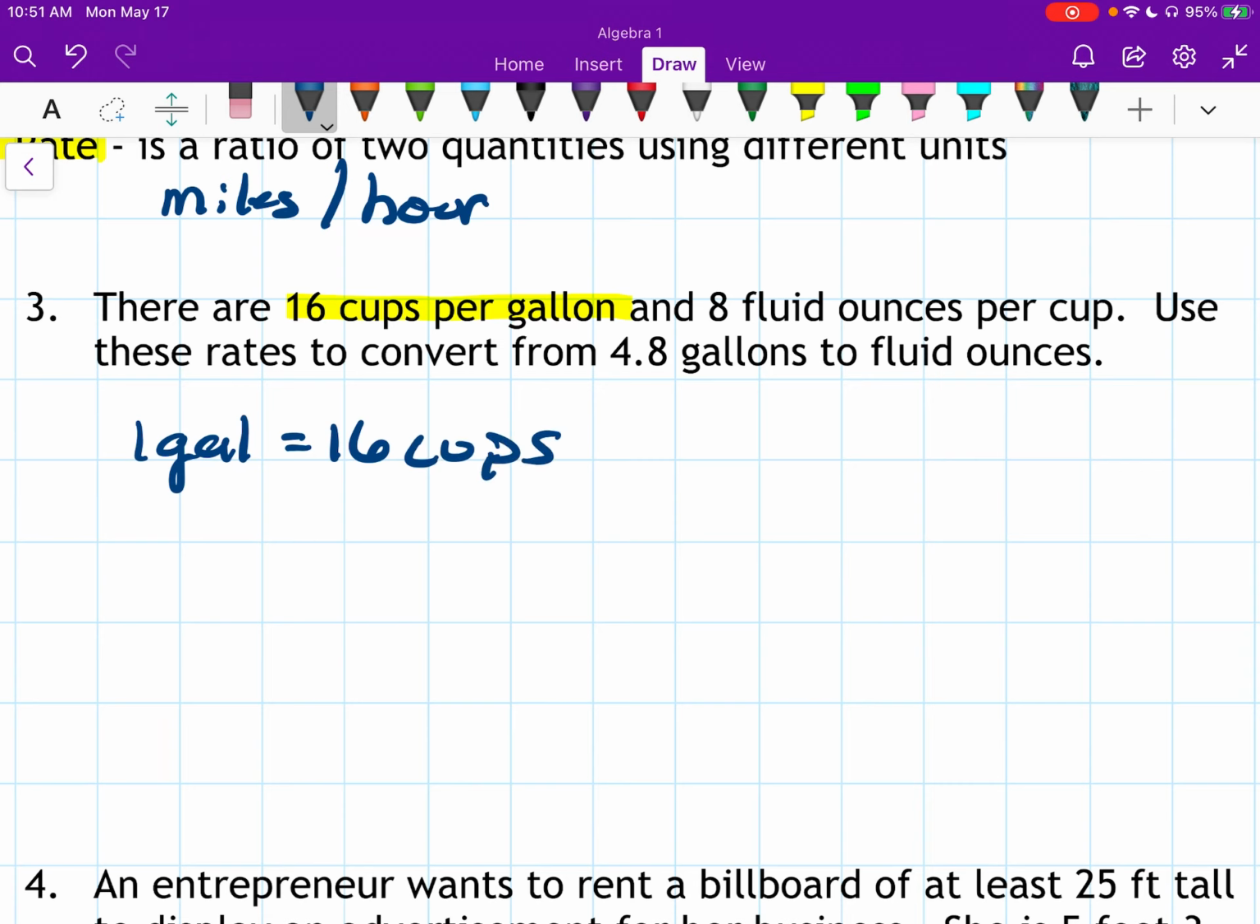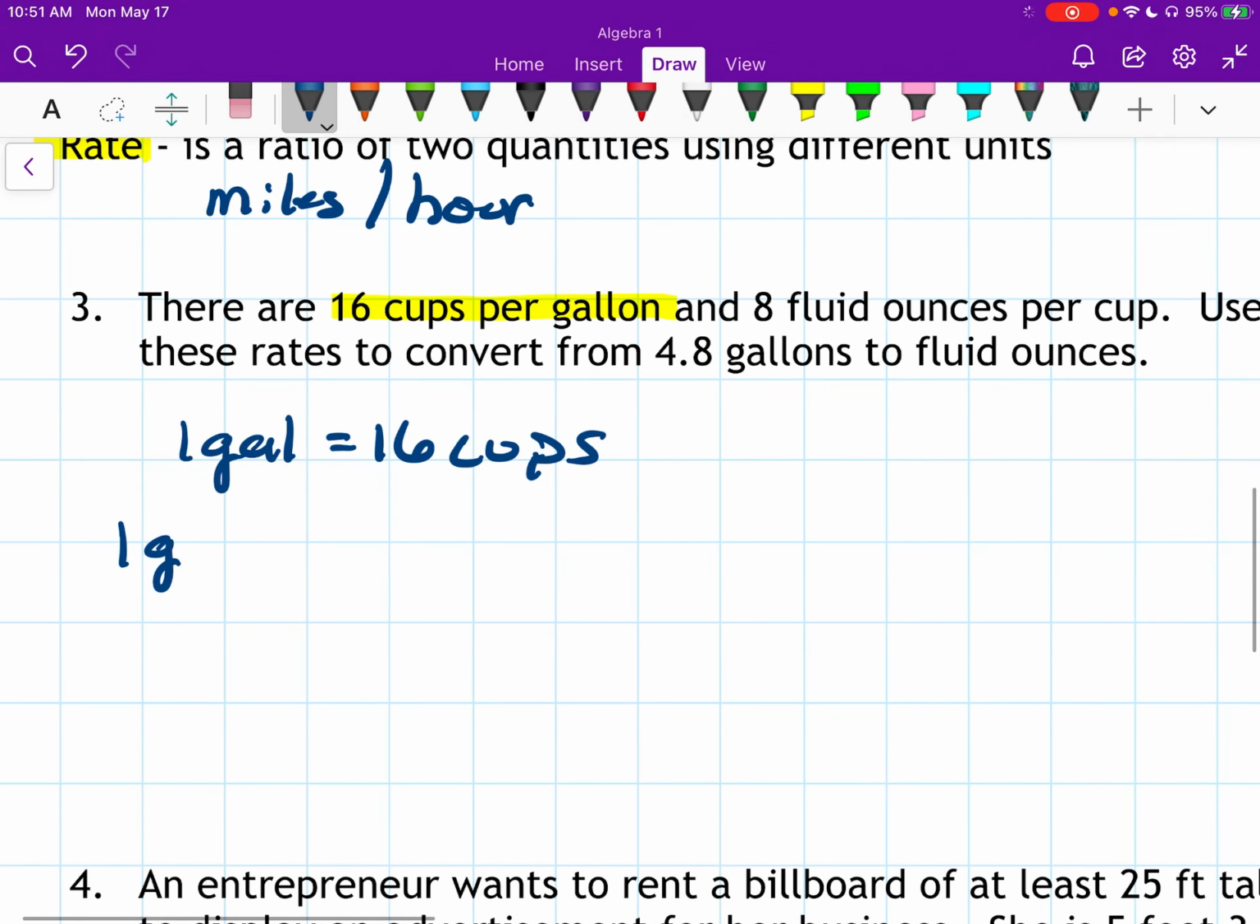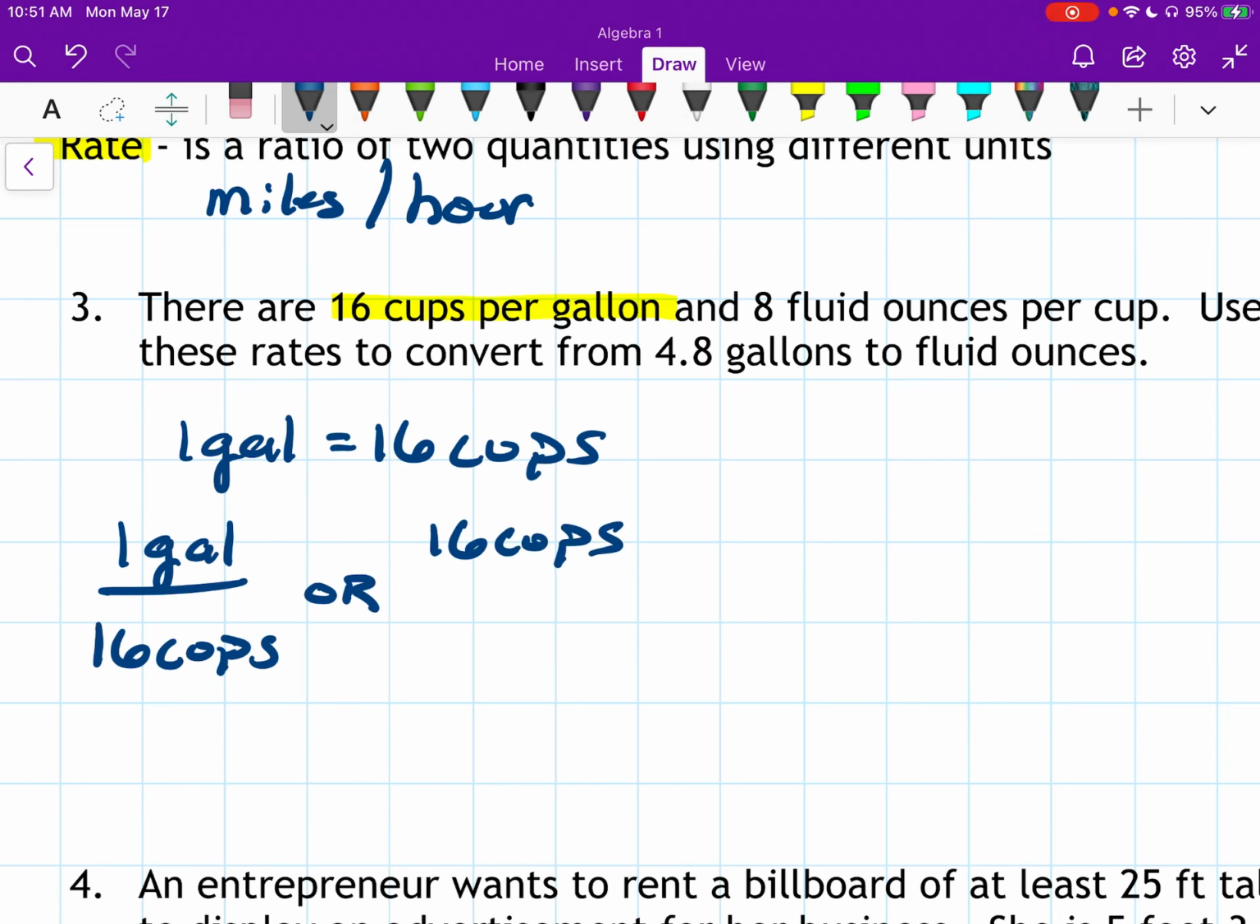Now, if I were to write that as a conversion factor, I could write it two ways. I could say 1 gallon over 16 cups, or I could write it as 16 cups over 1 gallon. Now we want to think about this for just a second. We know that 1 gallon is 16 cups.